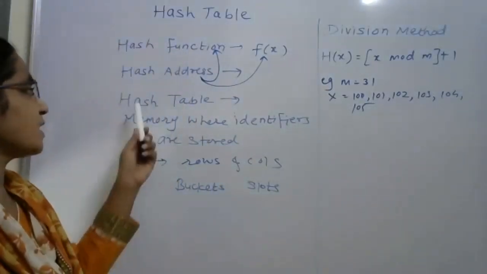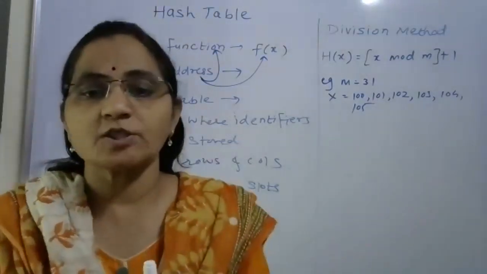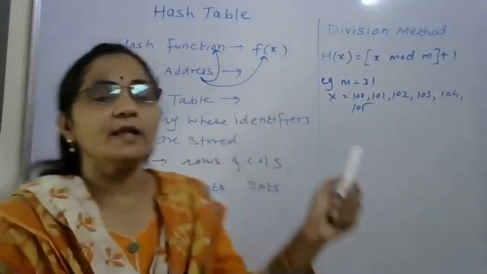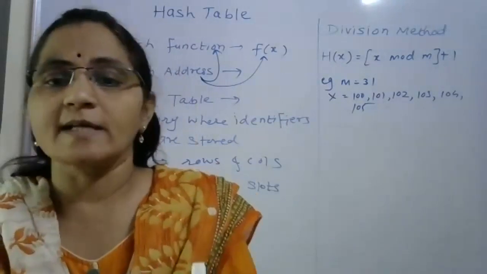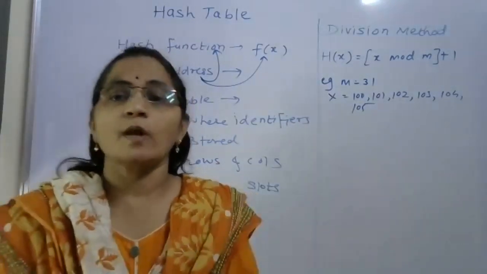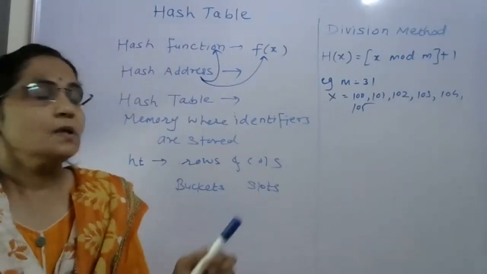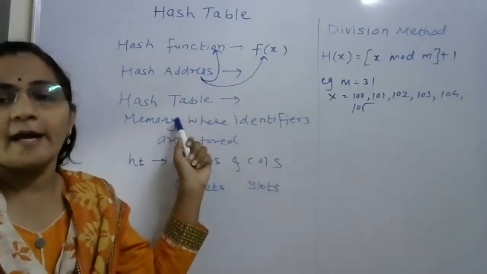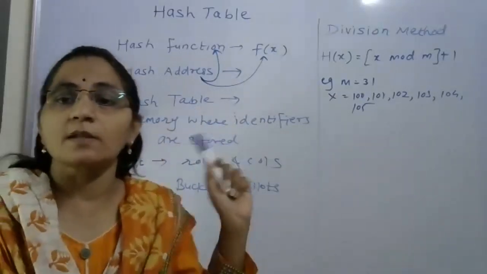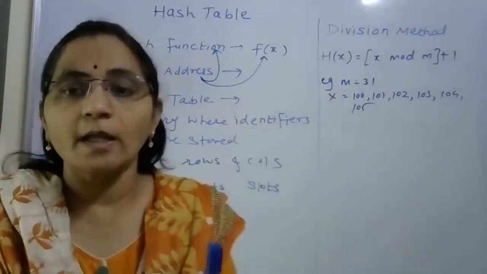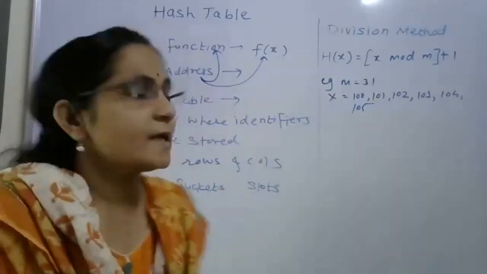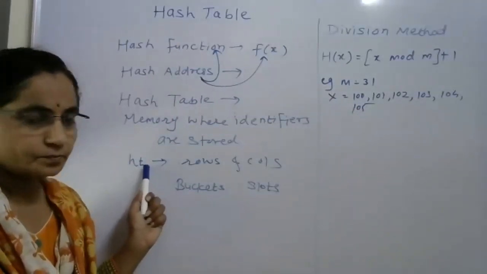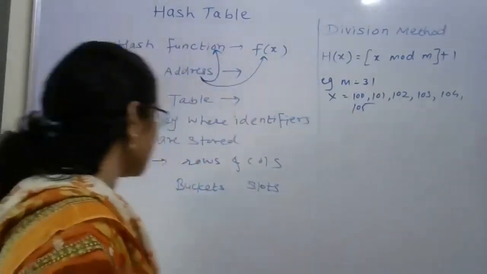Now the next definition is hash table. What is the definition of hash table? First of all, you understand the basic terms related to the hash table: the hash function, then hash address, and then hash table. The memory where the identifiers are stored is called the hash table, and it is denoted by HT.